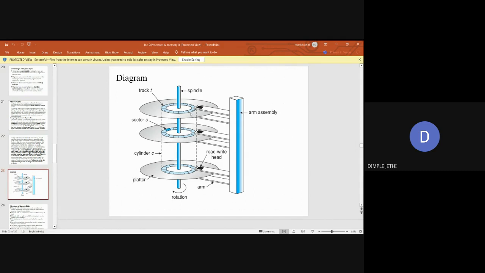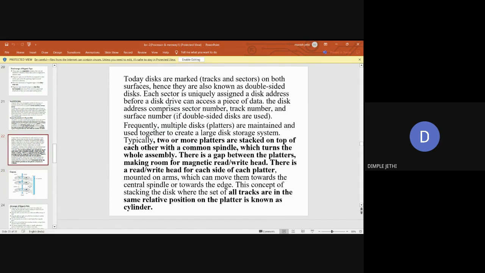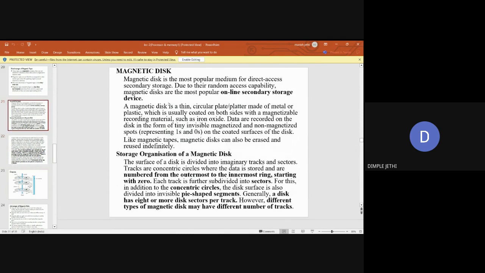What is this called? Tracks and sectors. These circles are called tracks, and these circles are divided into pie shaped areas that are called segments. Now why do we divide it? This is not a physical division. It's not like I'm drawing circles on my hard disk. This is just a logical division. Logically, we are dividing it into some track numbers, and all the tracks are divided into some segment numbers.